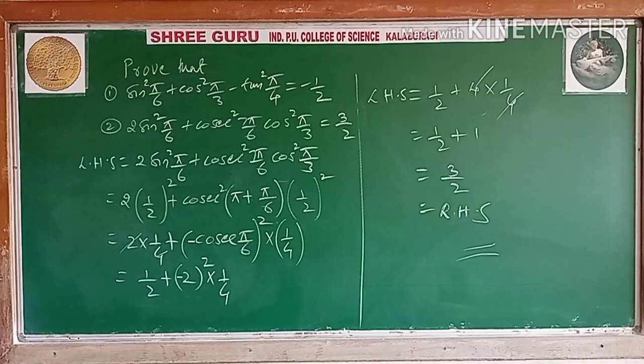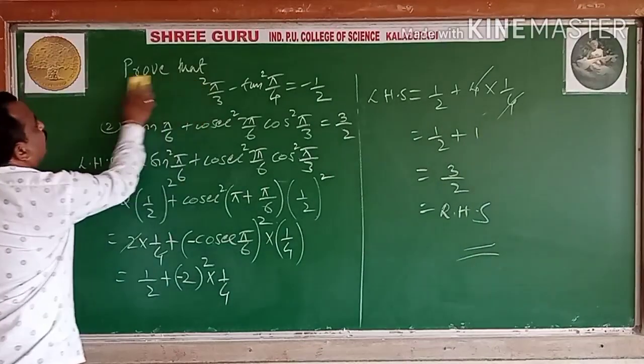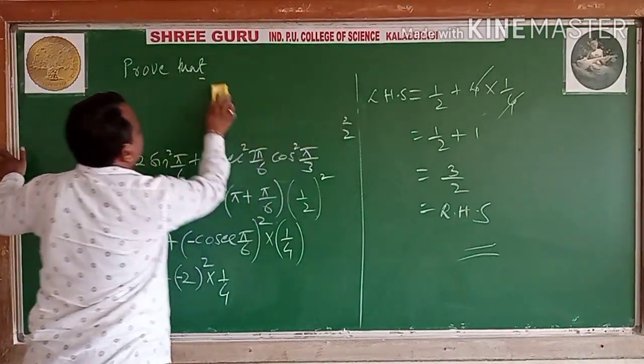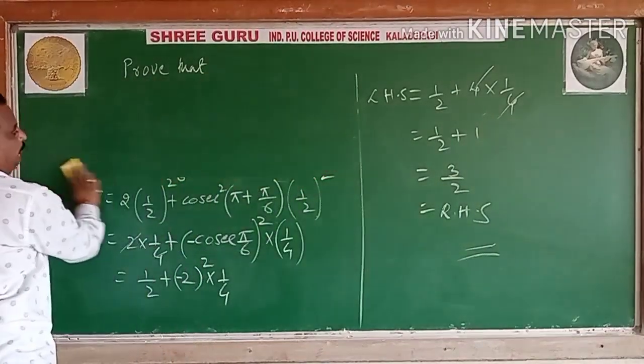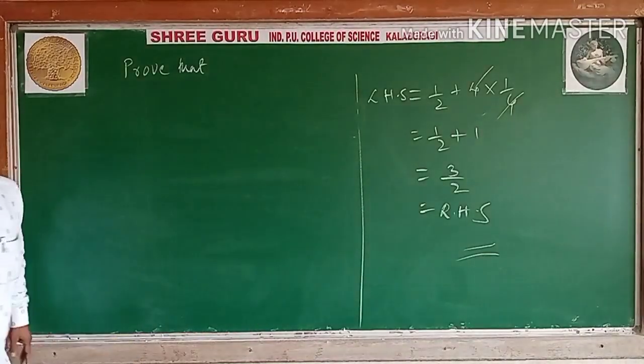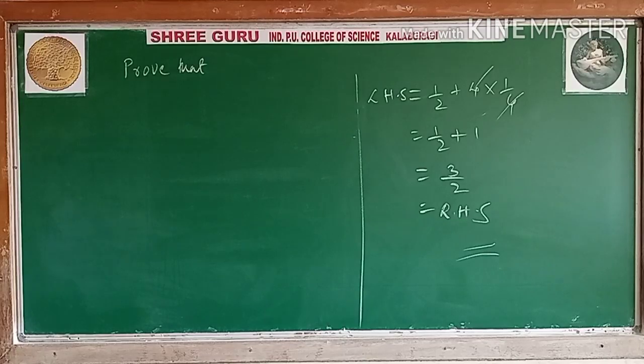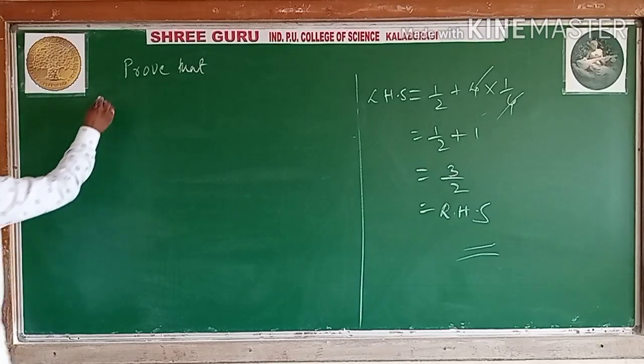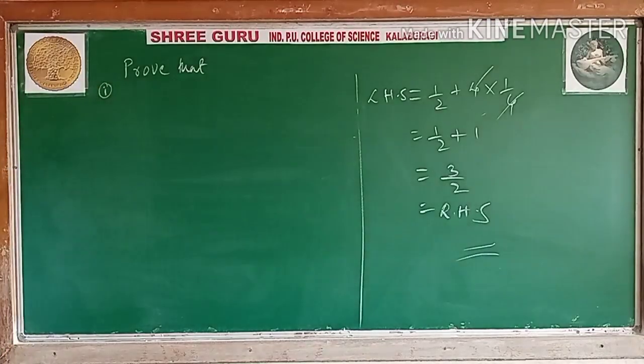Come to the next example, students. Two more are there, of the same type. Prove that the following. First one.